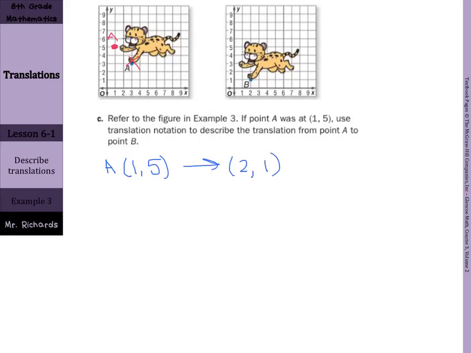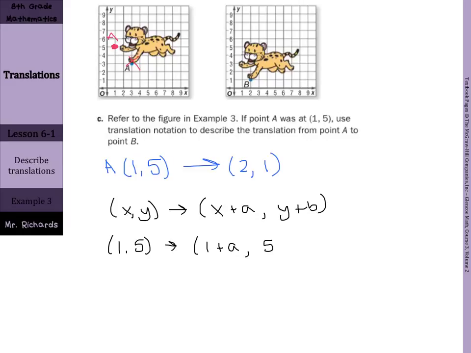Now, let's go ahead and go through the process of writing this in translation notation. So we'll start this by saying, okay, xy is going to be translated into x plus A, comma, y plus B. I'm adding something to all my x's, I'm adding something to all my y's. What that something is, is the goal we're trying to find. So we start off with the 1, 5. And we can put those in for our x and our y. So 1 plus something A, comma, 5 plus something B. And we need to use that to get to our B, which is 2, 1.